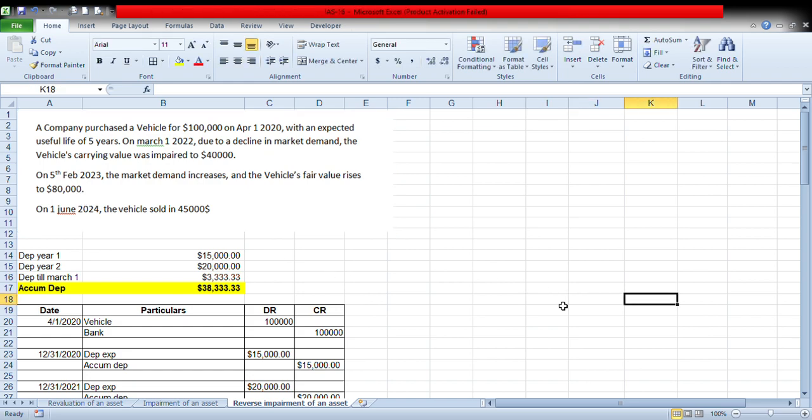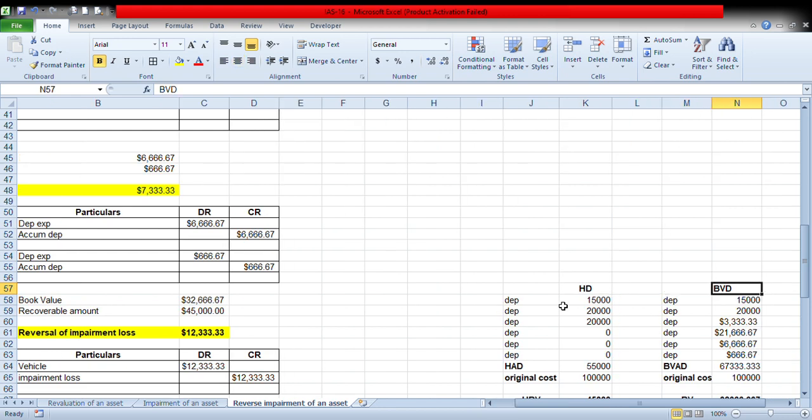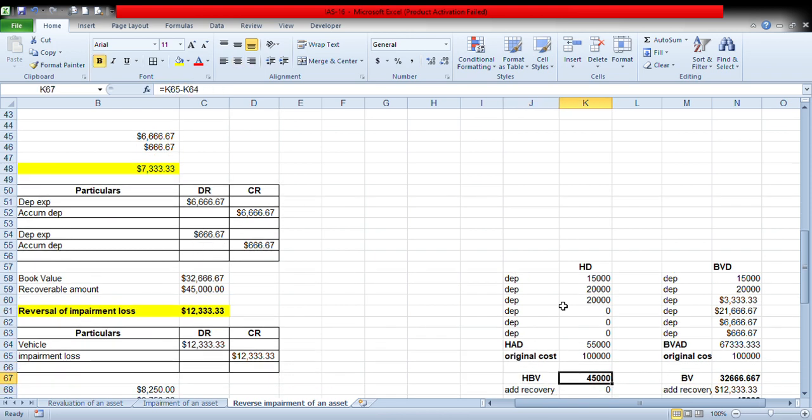Here IAS 36 comes. It tells us that if the recoverable amount is equal to your historical cost, historical book value, right? Let's calculate the historical. This is our book value, which we are doing right now with impairment. It is without impairment, a normal historical depreciation. Let's say the depreciation we take this year, the historical depreciation is this. Total accumulated depreciation against the original cost, you know it was 1 lakh. So the book value can be this.